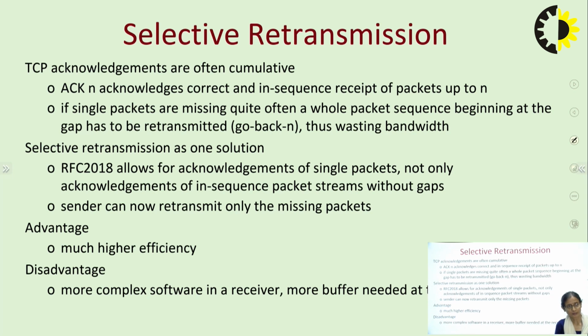Now, since bandwidth is a very important resource in the wireless environment, here we opt for selective retransmission. RFC 2018 allows for acknowledgements of single packets, not only acknowledgements of in-sequence packet streams without gaps. The sender can now retransmit only the missing packets. The advantage is much higher efficiency in terms of bandwidth, but the disadvantage is more complex software in the receiver, and more buffer is required at the receiving end.